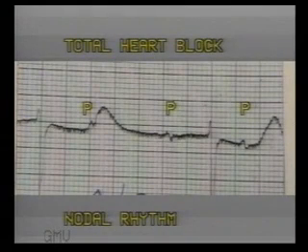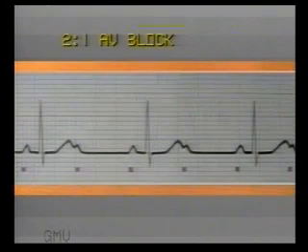This is a very similar picture where the P waves have their own rhythm and QRS complexes have their separate rhythm. But the QRS complexes are normal and the rate is 45 per minute. This is complete heart block with nodal rhythm.